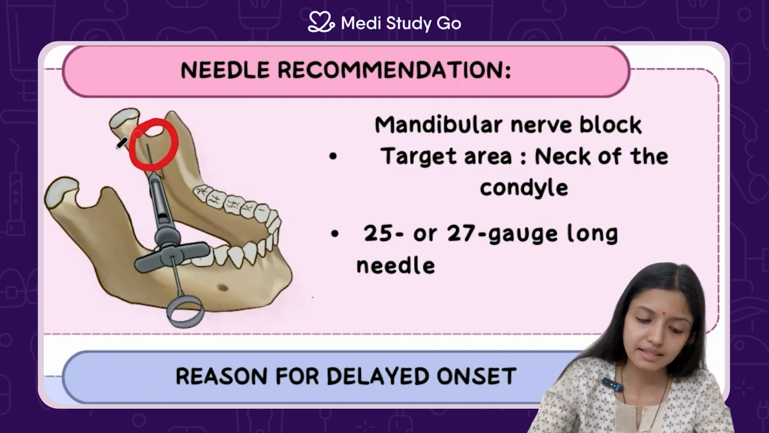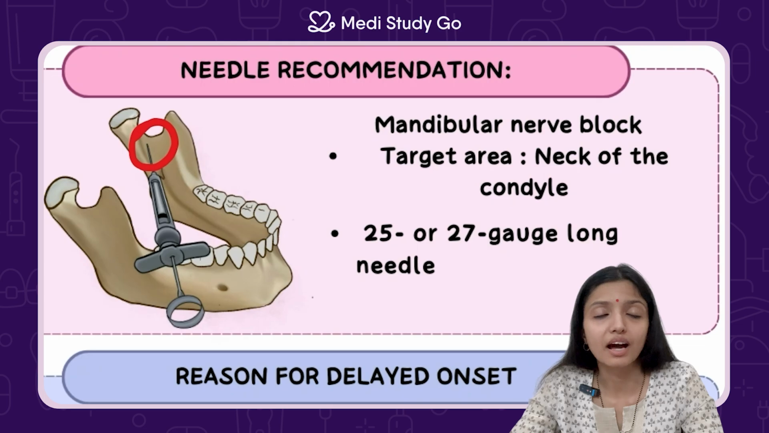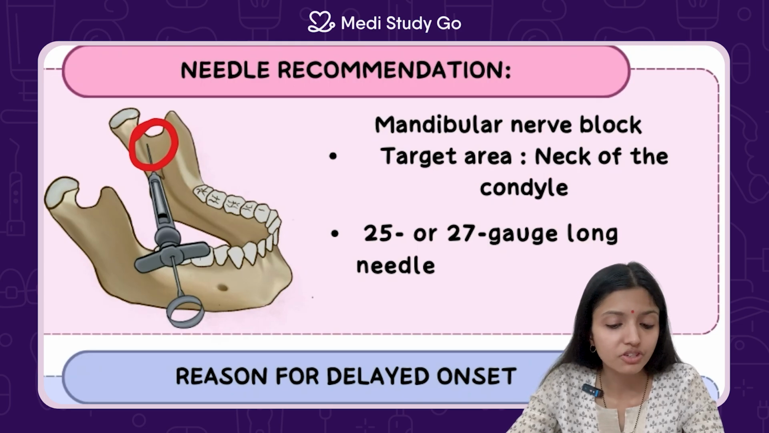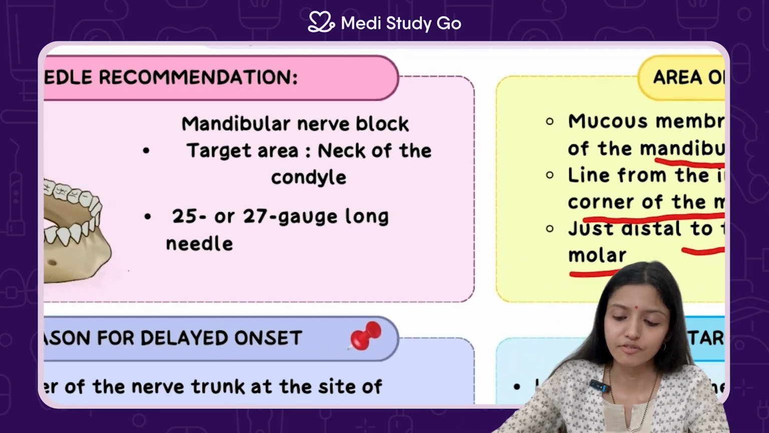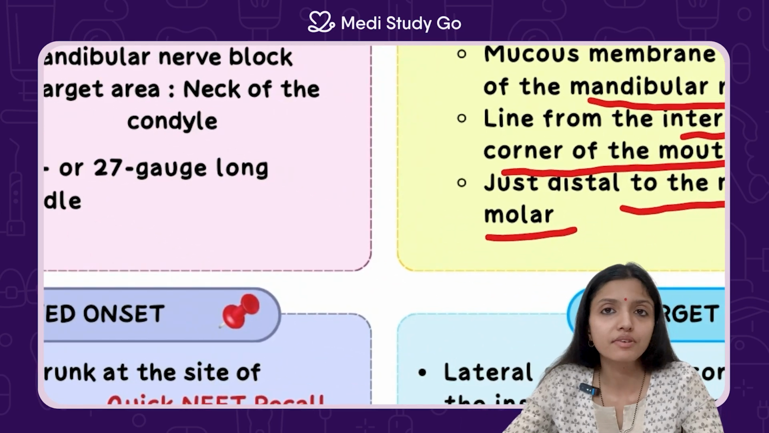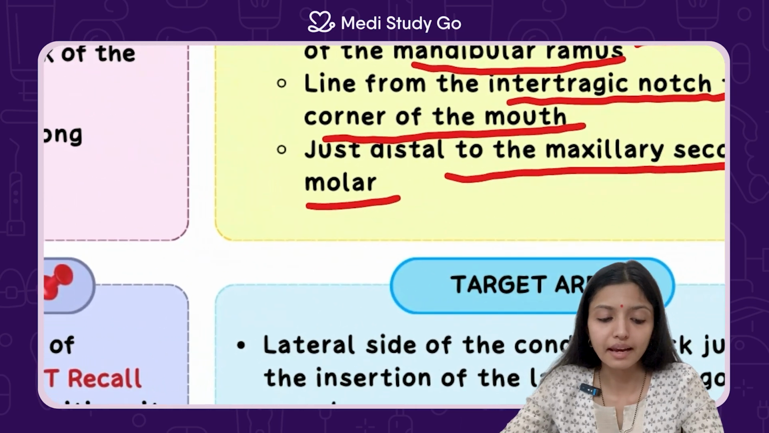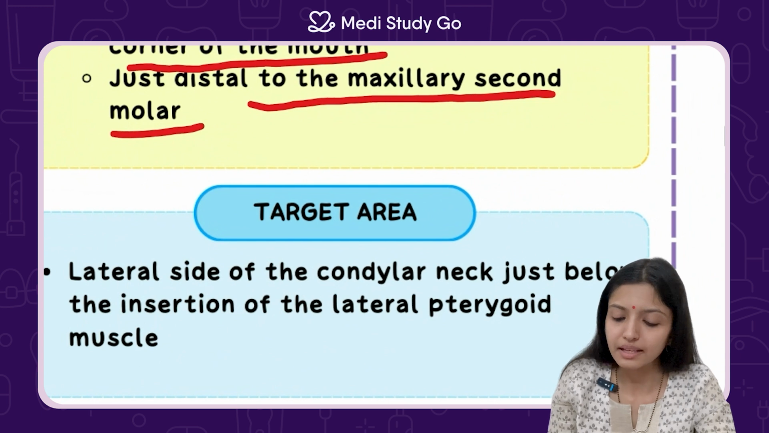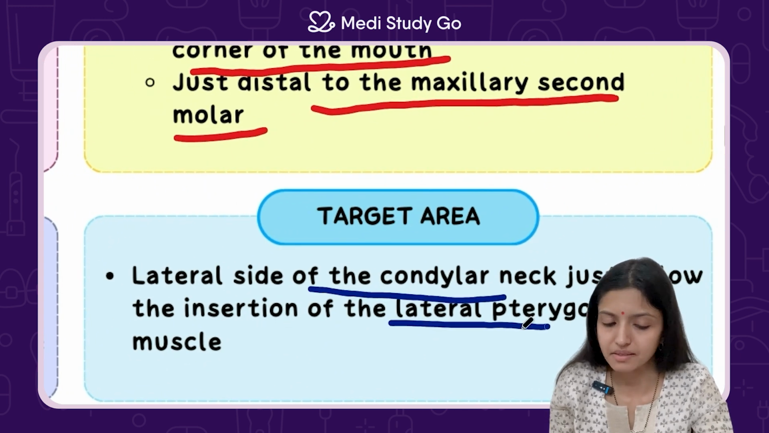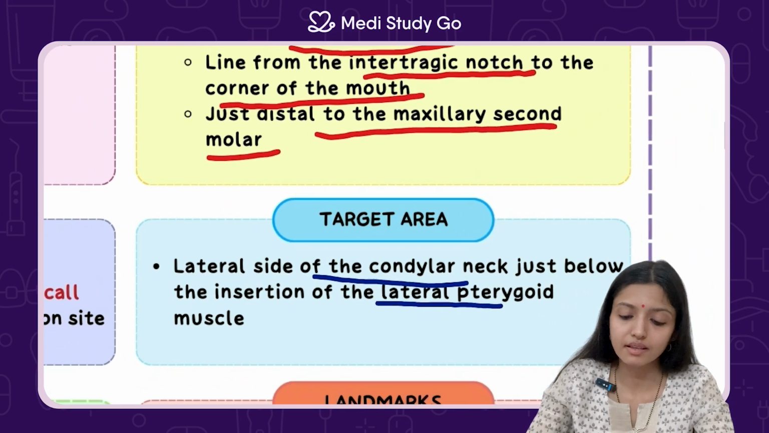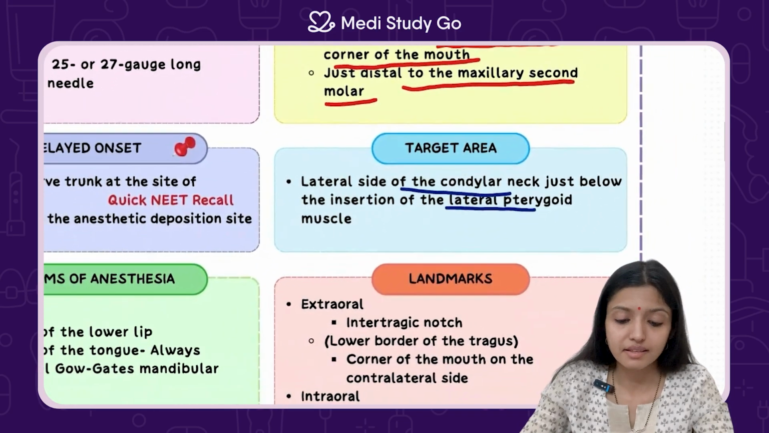So this is your target area where you actually want to inject your Gow-Gates nerve block, which is the lateral side of the condylar neck, just below the insertion of the lateral pterygoid muscle. So do remember, this is a very important NEET essential as well.